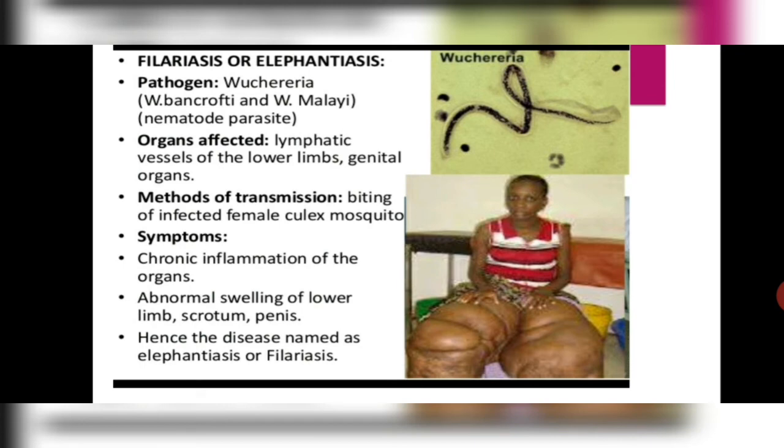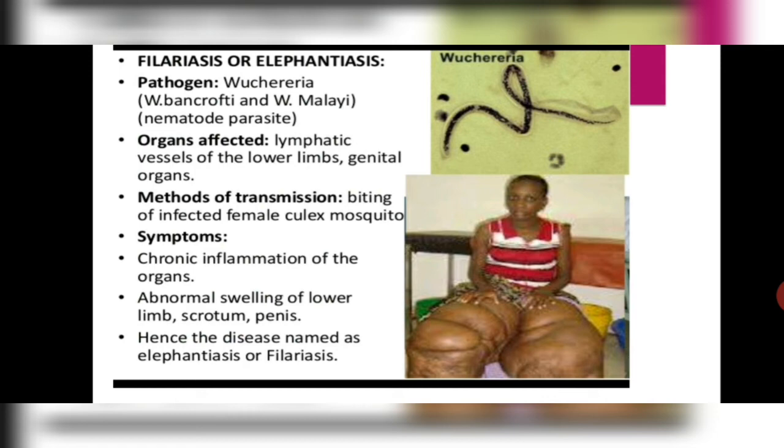The next disease that we have to discuss is Filariasis, which is commonly called elephantiasis. It is caused by the pathogen Wuchereria. There are 2 species of Wuchereria which cause it, Wuchereria bancrofti and Wuchereria malayi. It affects the lymphatic vessels of the lower limbs and the genital organs. It is spread by the biting of a female Culex mosquito.